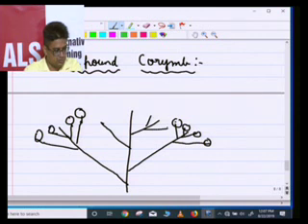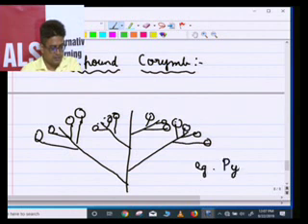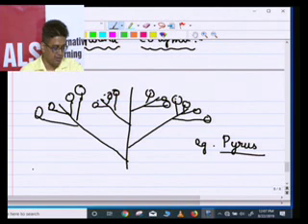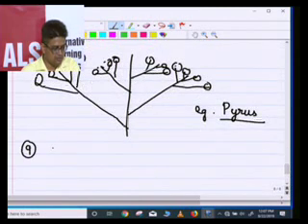This is an example of compound corymb. Example, just write the example: Pyrus malus, pear family. Okay, compound corymb. Then there is compound umbel.